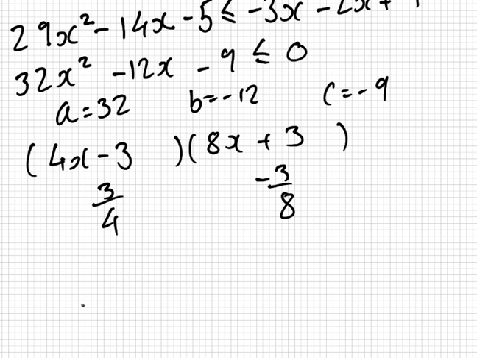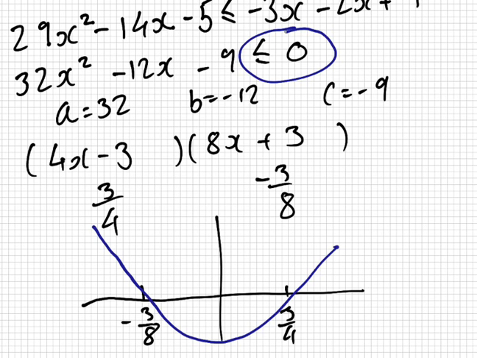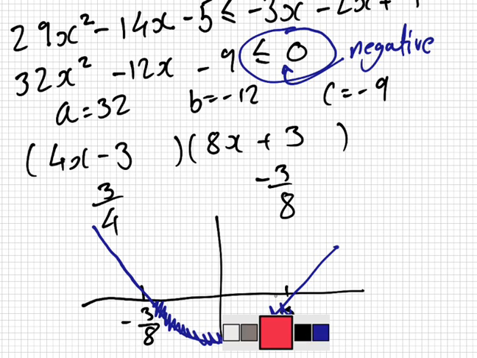So I just draw a very quick sketch here. There's minus 3 over 8, there's 3 over 4, there's my quadratic. Do I want positive or negative? That's less than 0, so I want negative. Negative is down here. This is the negative part of the graph, which means I should use this for my x.